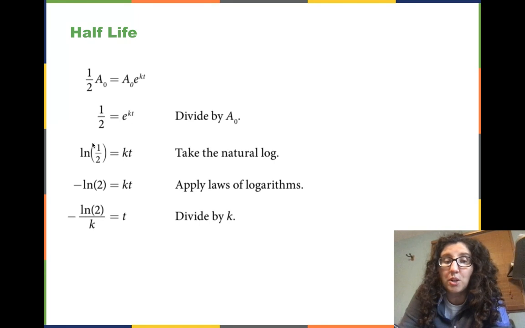We take the natural log of both sides. We could rewrite this as negative natural log of 2 or leave it as natural log of 1/2. These are equivalent using properties of logarithms and exponents, right? Think about that. And so we can solve for t. Negative natural log of 2 over k is going to be our half-life.